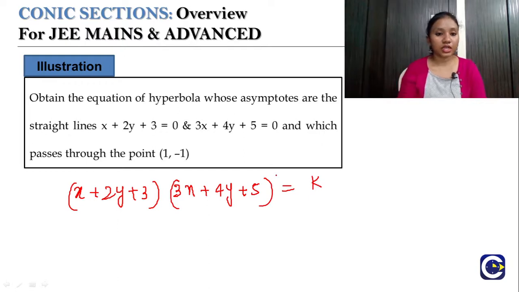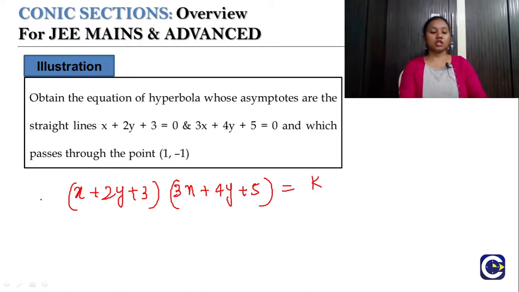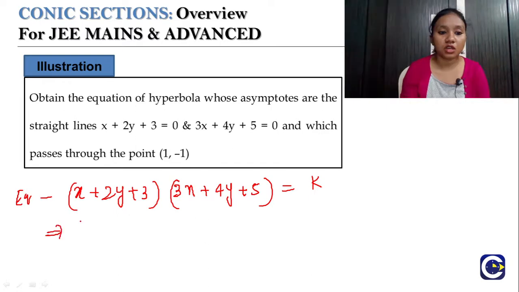Right. So here they have mentioned that our equation of hyperbola minus this, so my equation of hyperbola here will be equal to k, so this kx plus and all is equal to k. This is actually passing through the point 1 comma minus 1. So let's substitute that in order to find my k value.